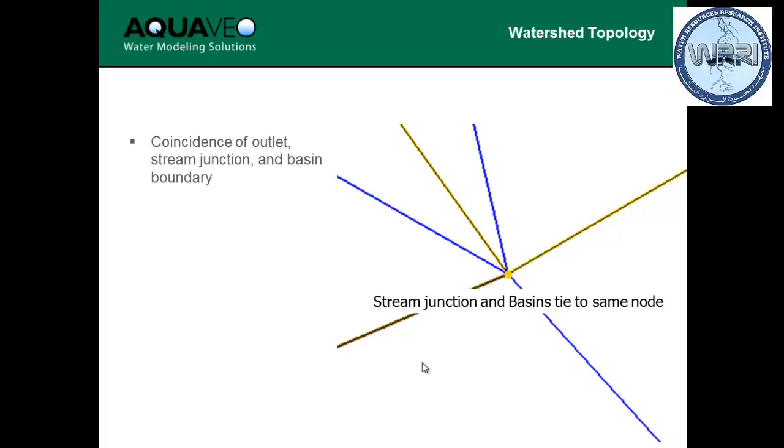So what that means is if I move this node around, then all these lines that are attached to the node should be attached to the node, and they should move with the node. Everything has to be attached to the same location, the same node.